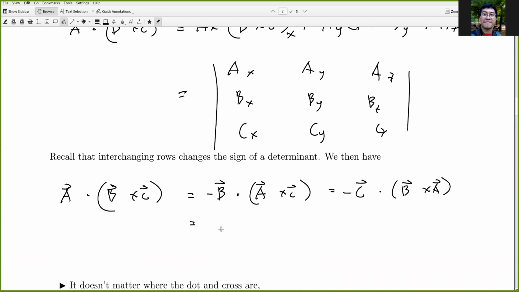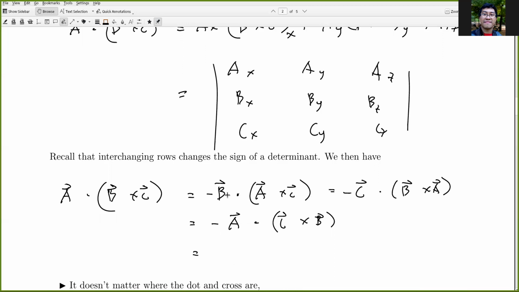Lastly, say we want to interchange B and C. This is obvious. This is a cross product or vector product. We change the order, we get negative. So negative A dot C cross B. Similarly, we can interchange two variables here, and that would again give us a change in sign. So the overall sign would be positive.